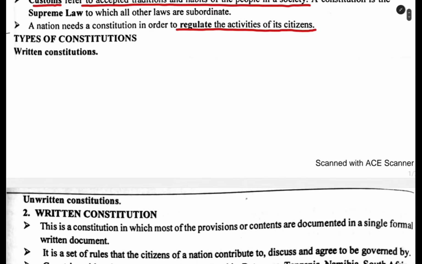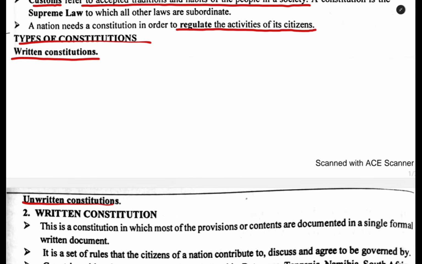Okay, so like I said, the other part that we are supposed to look at is the types of constitutions. There are two types of the Constitution, so pay attention. What are the types? We have the written and also the unwritten kind of the Constitution. So these are the two types of the Constitution, and we are going to discuss each.